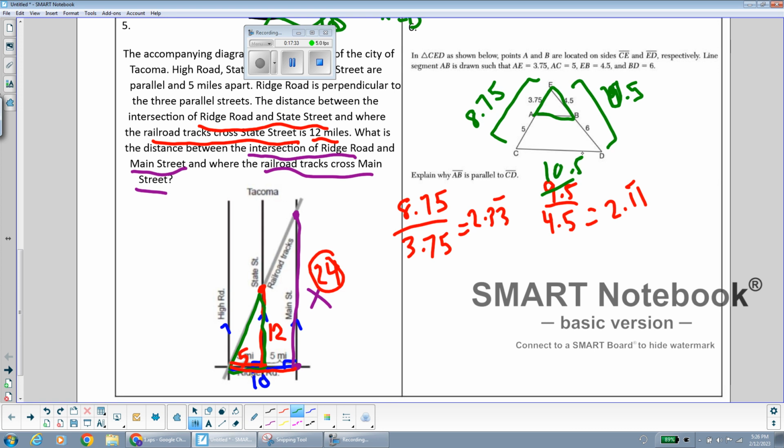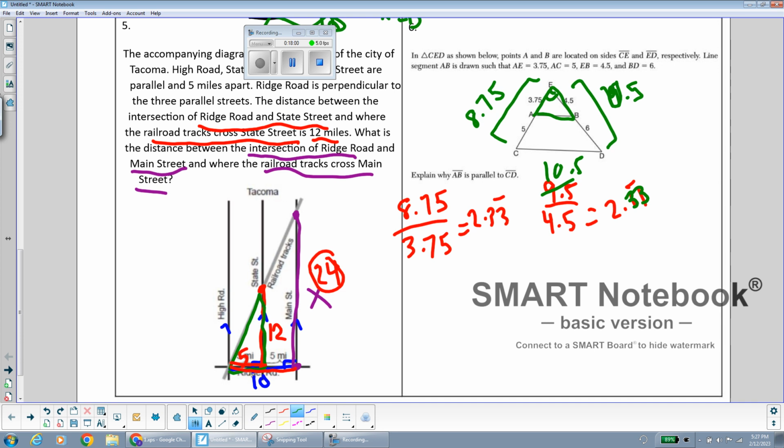Okay, let me try that again. 10.5 divided by 4.5. That's 2.333 repeating. There we go. So that makes more sense. So the corresponding sides are proportional, and we have a congruent angle in between, the shared angle that's in the small triangle and the big triangle at the same time. So the triangles are similar by SAS.